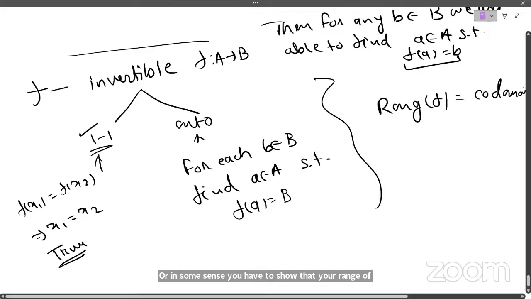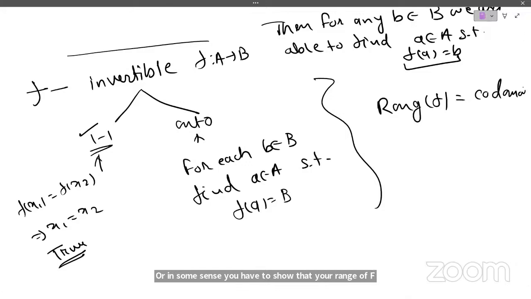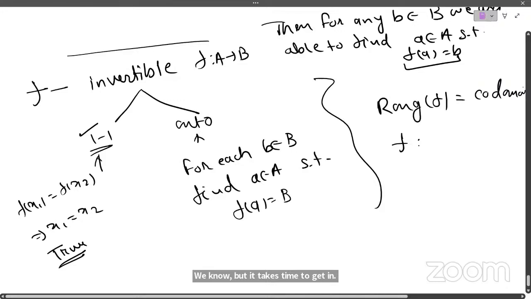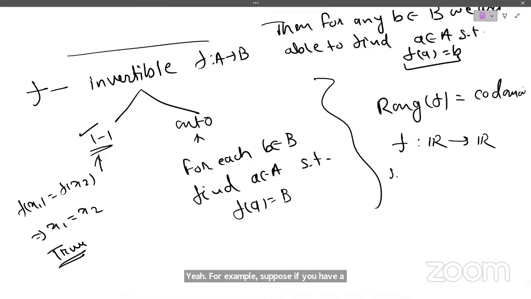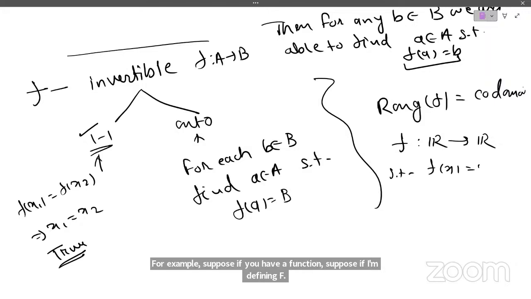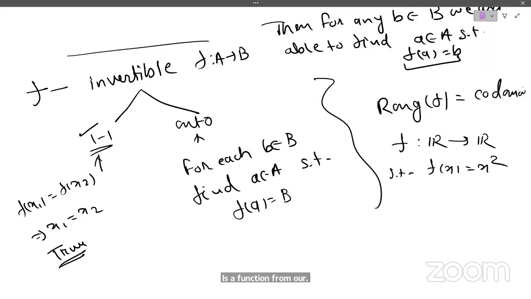You know this terminology, right? Yes. Codomain, domain, range, right? We know, but it takes time to get in. Okay. For example, suppose I am defining f as a function from R to R, such that f of x is equal to x square, right? This is a function, correct? Yes, ma'am. What is the domain? Domain is the whole R.